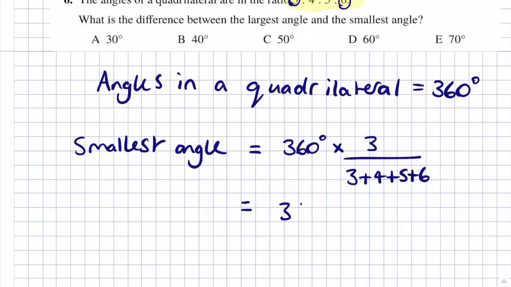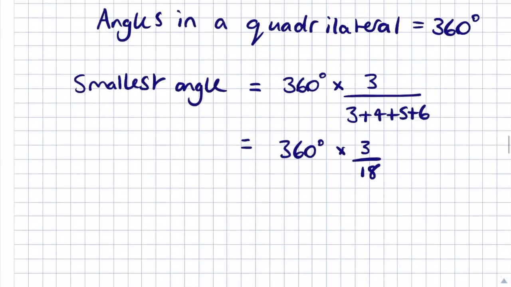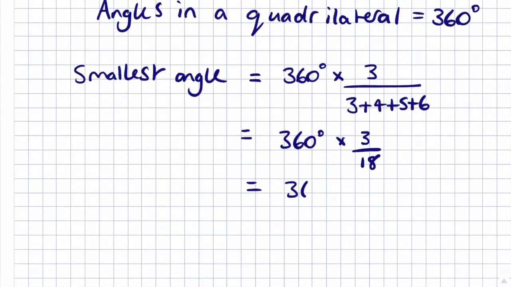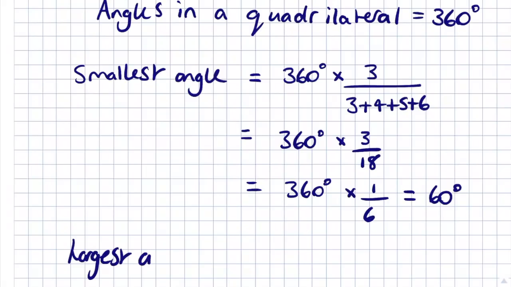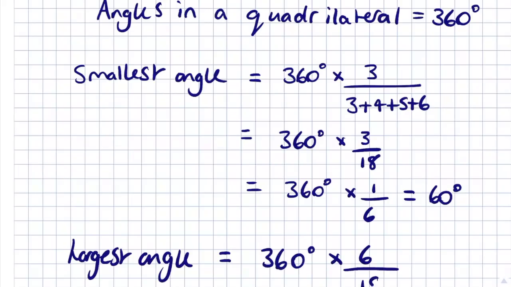So this is the same as doing 360 times 3 over 18. 3 over 18 is the same as 1/6. So we're doing 360 times 1/6. So obviously that's the same as doing 360 degrees divided by 6, which is 60. Let's have a look at the largest angle. So the largest angle is going to be 360 multiplied by 6 over 18.